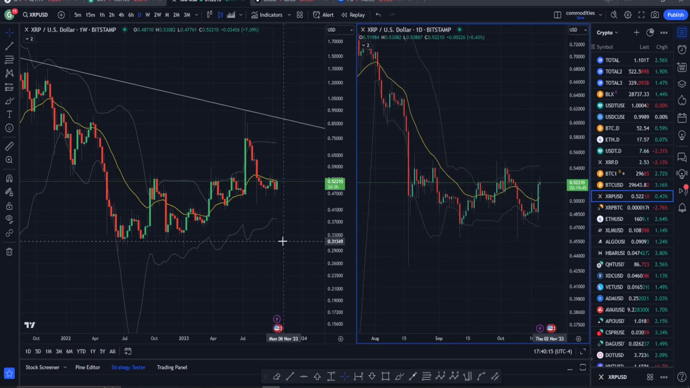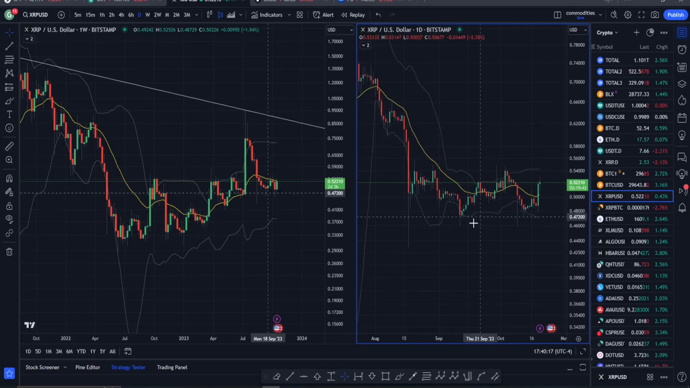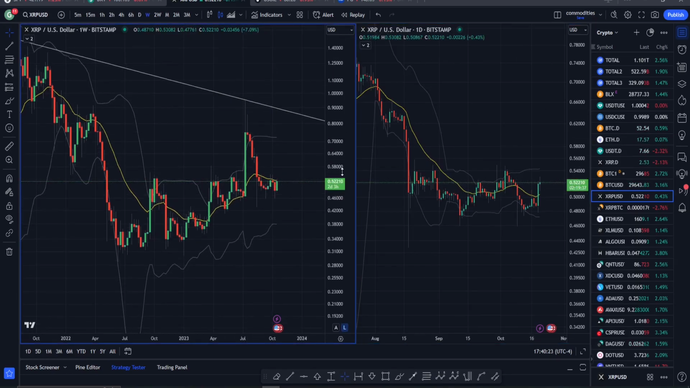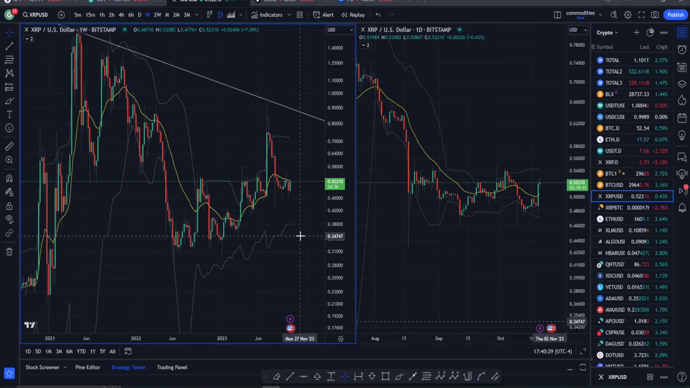But pretty decent price action, but still kind of range bound, as you can see, still chopping around inside of this daily range. Sitting right there below that weekly midline, still looking for a close above that 55 to 59 cent level here on our weekly chart.